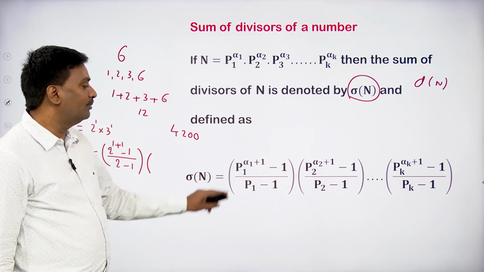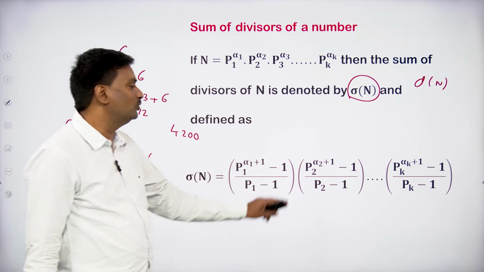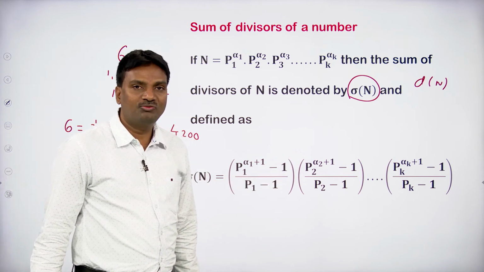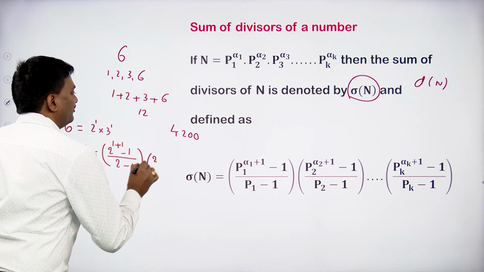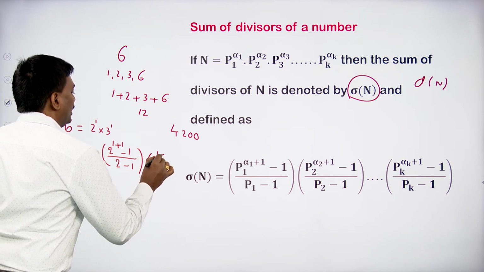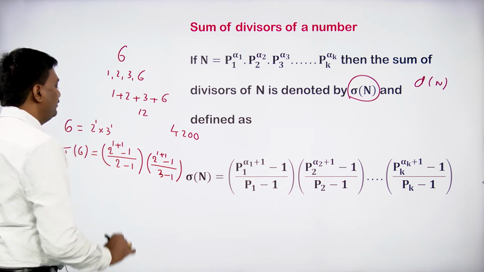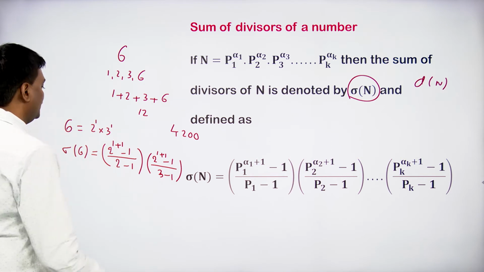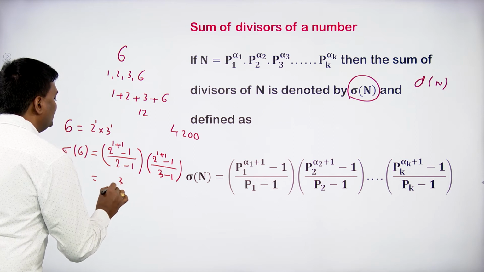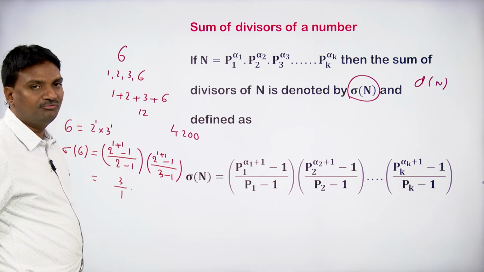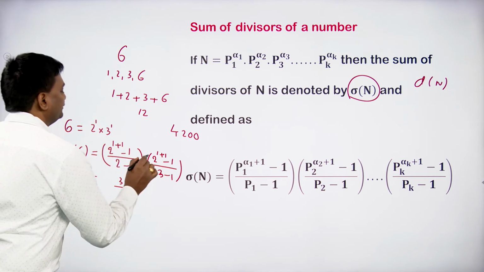So we can take the formula: P1 power alpha 1 plus 1 minus 1 by P1 minus 1, into P2 power alpha 2 plus 1 minus 1 by P2 minus 1. Next, P2 power alpha 2 plus 1 minus 1 by P2 minus 1, that is 3 minus 1. In place of P2 we have 3. So 1 plus 1 is 2, 2 square is 4, 4 minus 1 is 3, by 2 minus 1 is 1. Sorry, P2 means here we have 3.